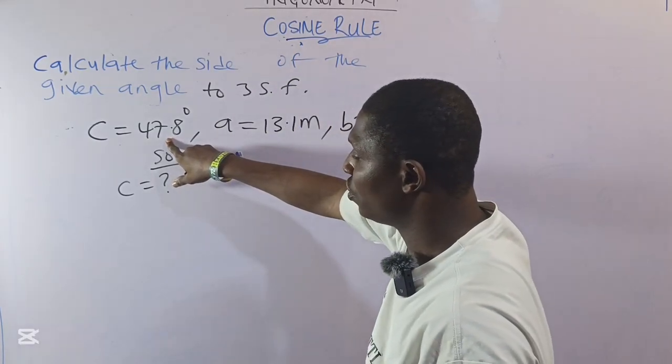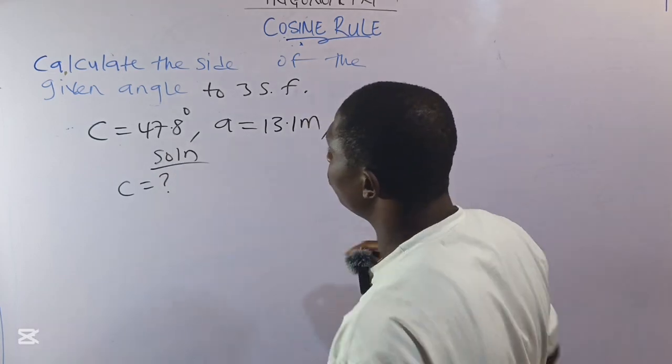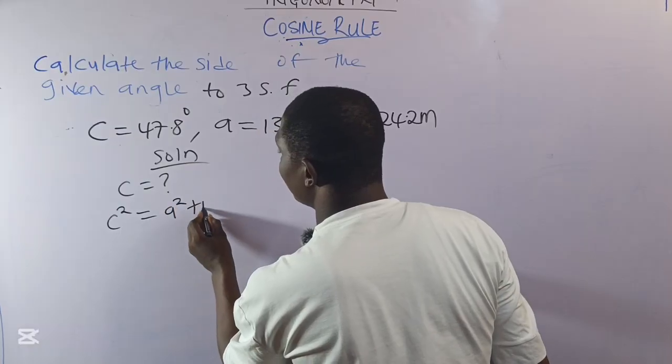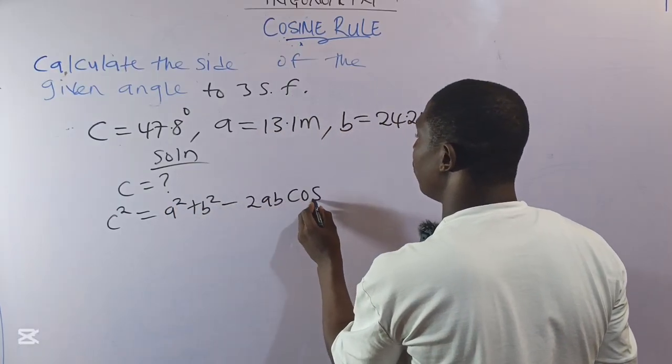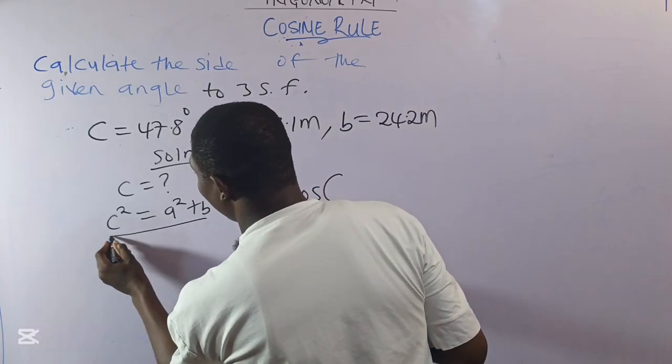Now if you observe, angle C is less than 90 degrees, so it's an acute angle. Since it's an acute angle, I'm going to use the formula c squared equals a squared plus b squared minus 2ab cos capital C.